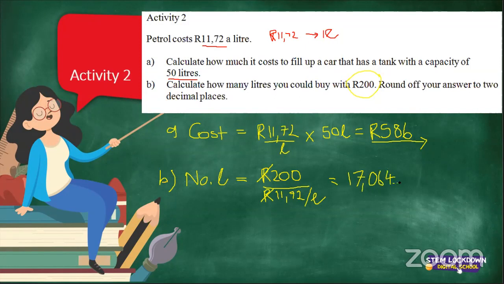Here my answer was 17.064, and so on. But they said round off your answer to 2 decimal places. That means I must have 2 numbers after the comma. So in this case, it would be 17 comma 0 and 6. I'll end at 6, but I need to first check if my 6 will change or not. Remember the number next to the 6: if it is a 4 or below, this 6 does not change. But if it is a 5 upwards, this 6 will go up by 1 to a 7. So my answer will be 17.06 liters. That was simple as well. Let's carry on. We still have another 15 minutes or so.